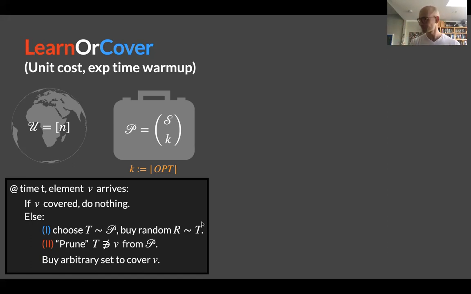How do we analyze it? Well, in rounds in which V arrives covered, no need to do anything. The algorithm pays 0. So it suffices to count the number of times that the algorithm lands in this else clause. And when we land in the else clause, you pay 2. You pay 1 for R, and then 1 for the backup set to cover V. So if we can bound the number of times we land in this else clause, we'll be done.